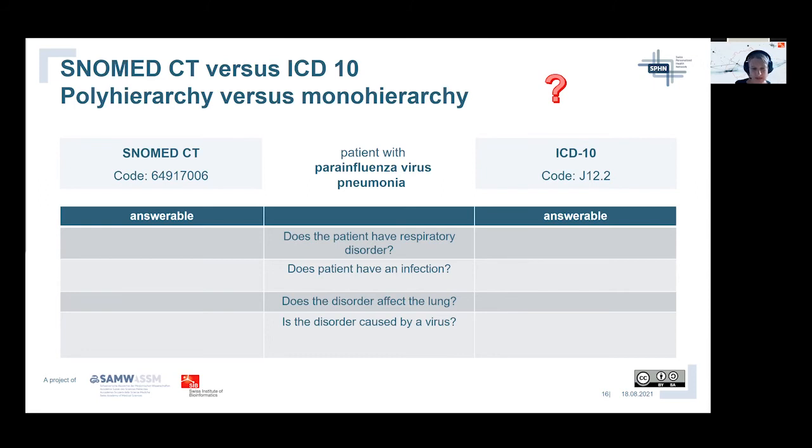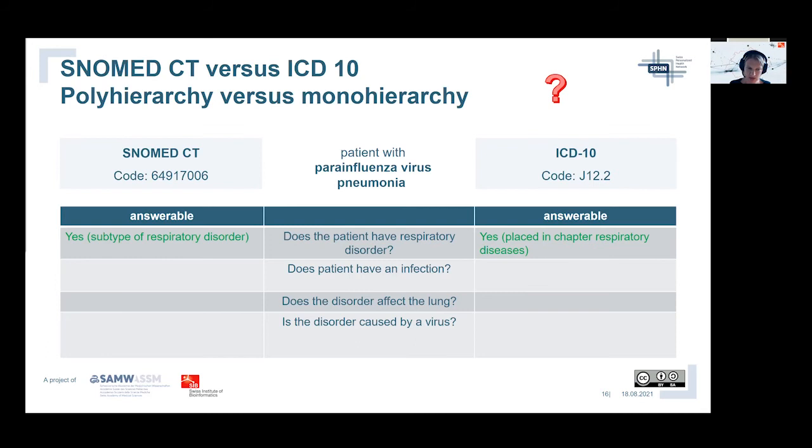So let's see. The first question, does the patient have a respiratory disorder? It is answerable by both. Why? In SNOMED CT, because parainfluenza virus pneumonia is a subtype of respiratory disorder in the SNOMED CT hierarchy. It is answerable by ICD-10 because the parainfluenza virus pneumonia code is in the chapter of respiratory diseases. And from the hierarchy going up, we can retrieve that it is a respiratory disorder.